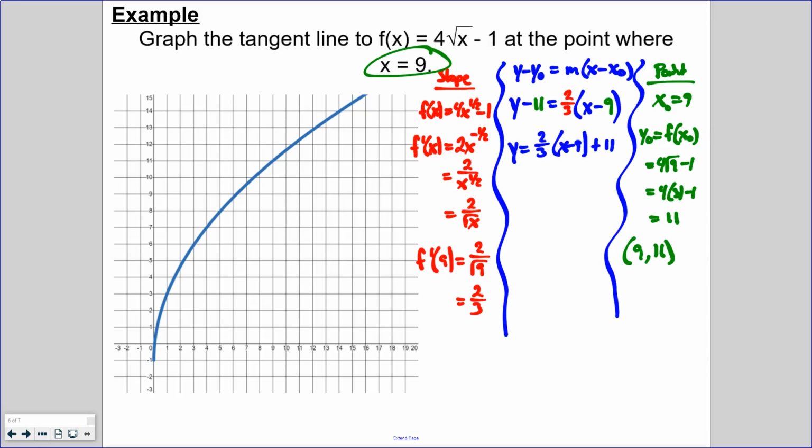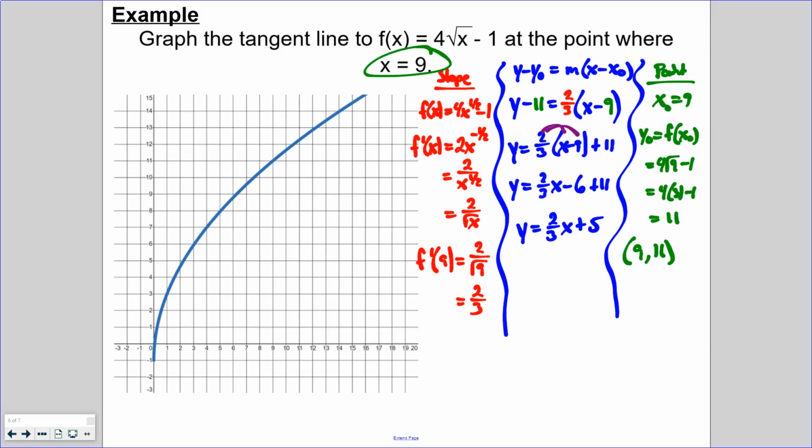And then we can distribute the 2/3 in to continue to simplify. So this is going to give us y is equal to 2/3 x minus 2 times 9 is 18. 18 divided by 3 is 6, plus 11, or y is equal to 2/3 x plus 5.